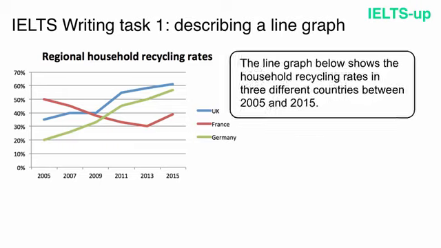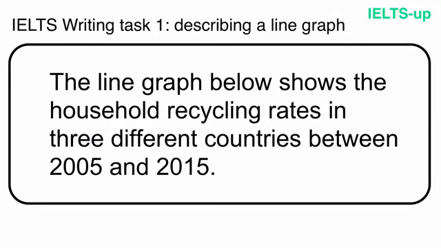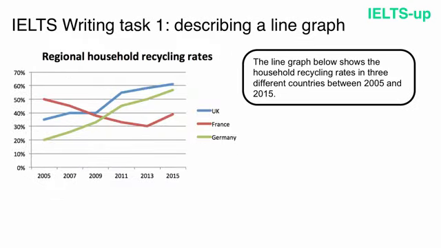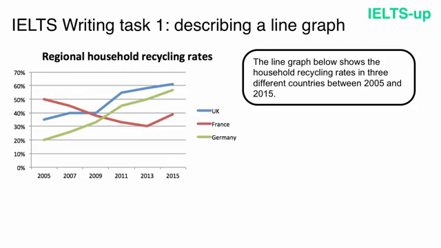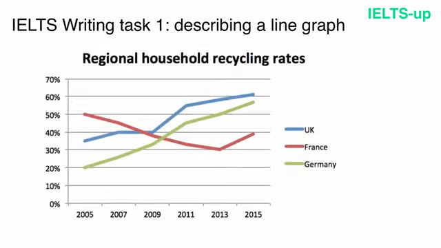What it says: the line graph below shows the household recycling rates in 3 different countries between 2005 and 2015. So, you are always given a description of your graph in your topic. This information is very important as it helps you to understand what's going on in your graph. So, read the topic carefully. Now, we can take a closer look at the graph.